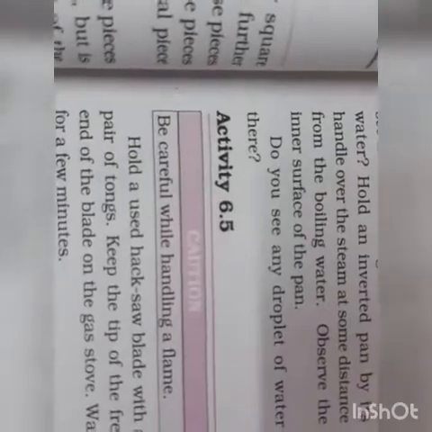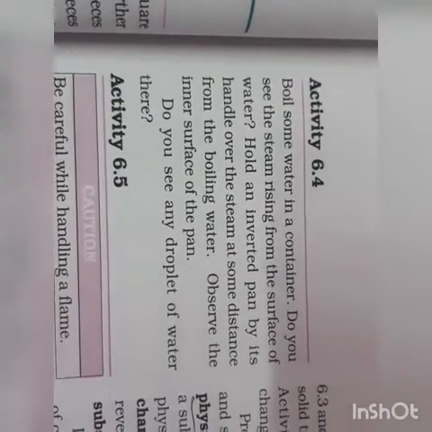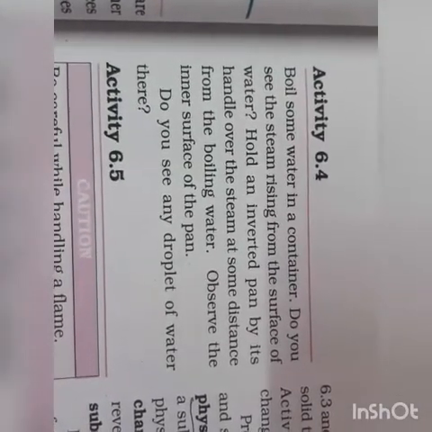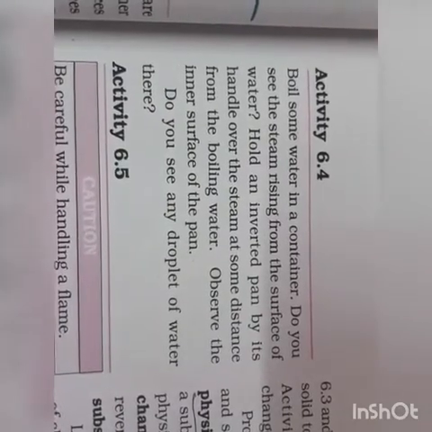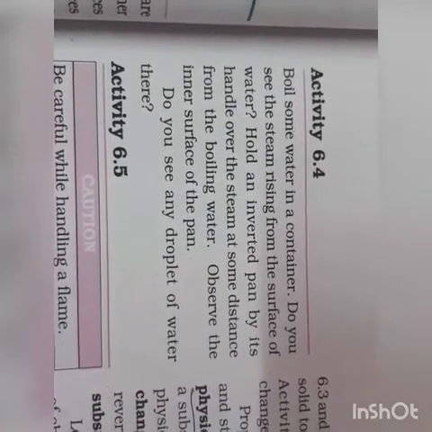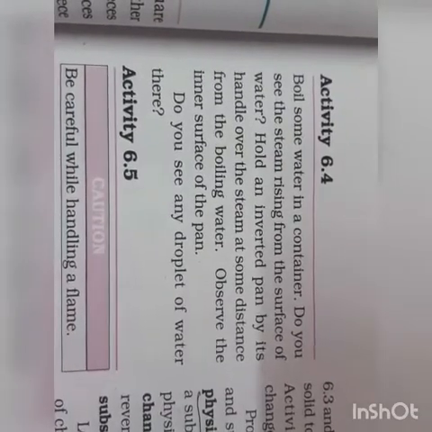Activity 6.4, which is on page number 59. Boil some water in a container. Do you see the steam rising from the surface of the water? Hold an inverted pan by its handle over the steam at some distance from the boiling water. Observe the inner surface of the pan. Can you see any droplets of water there?